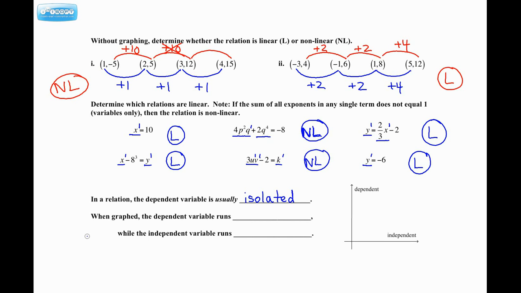Okay, and when you graph it, the dependent variable runs vertically, up and down. And we know from an xy graph, vertically is the y, that's the x. So the independent variable therefore runs horizontally, which is why the independent variable between x and y is typically x, horizontally. There we go.